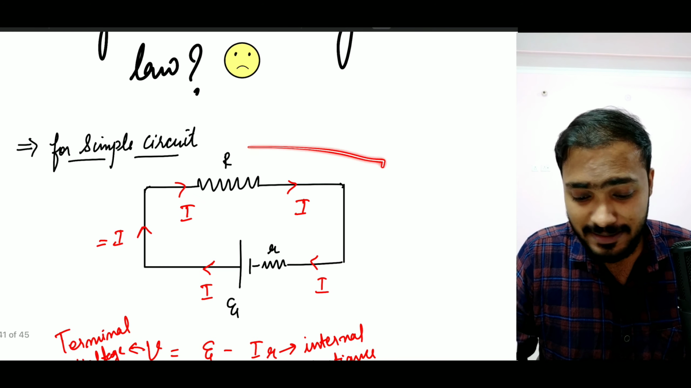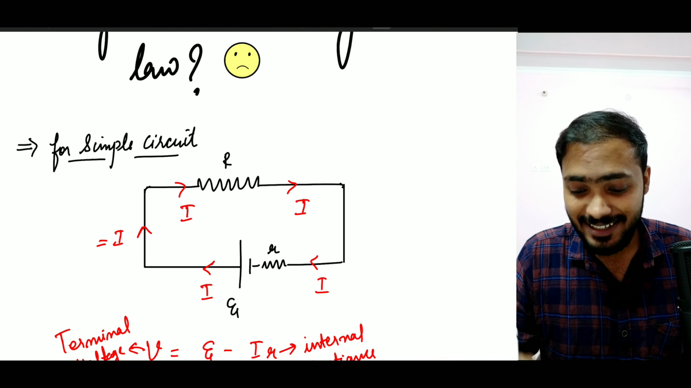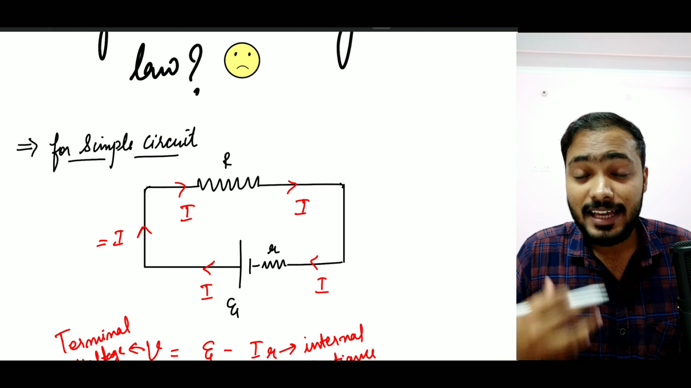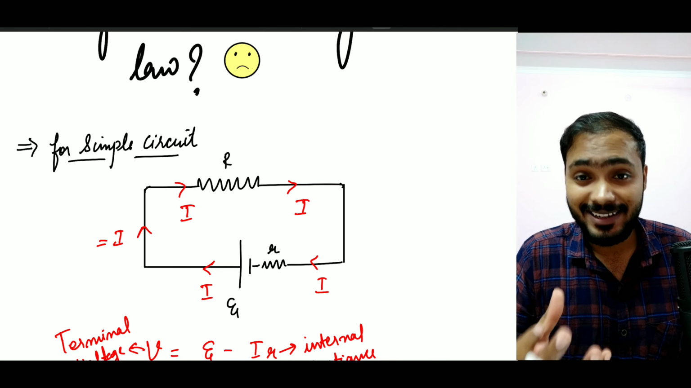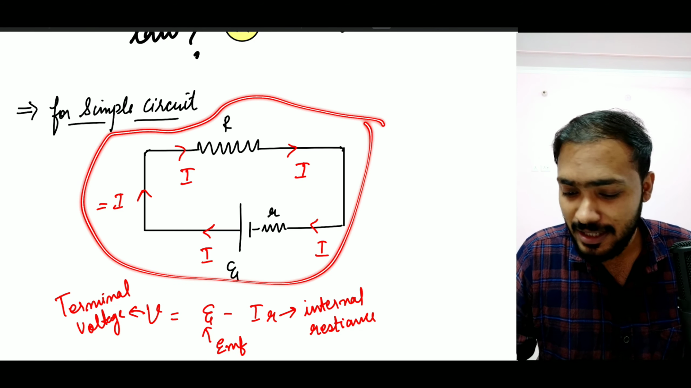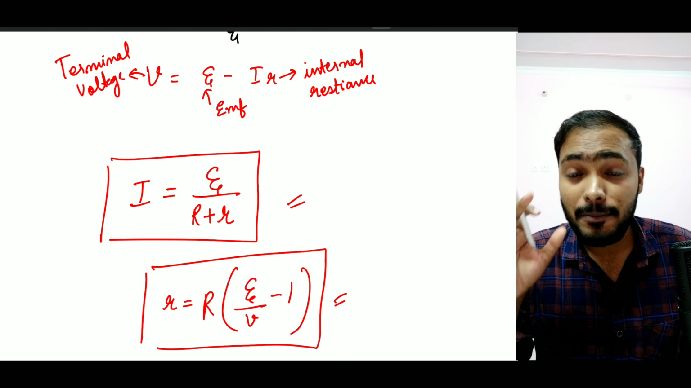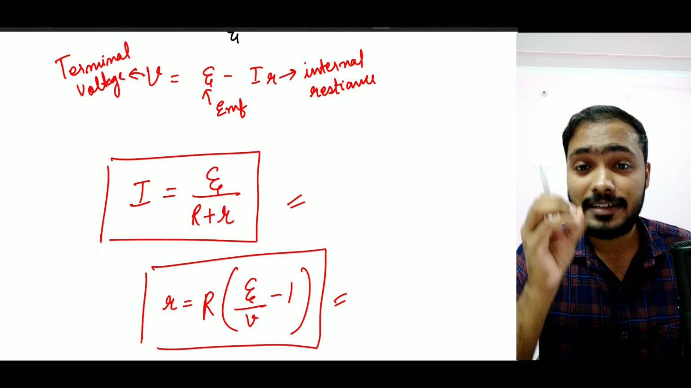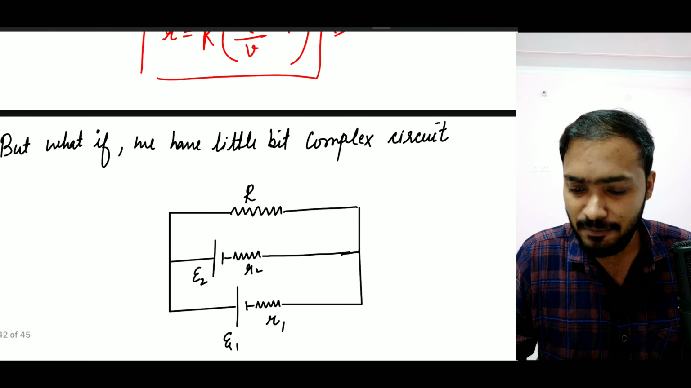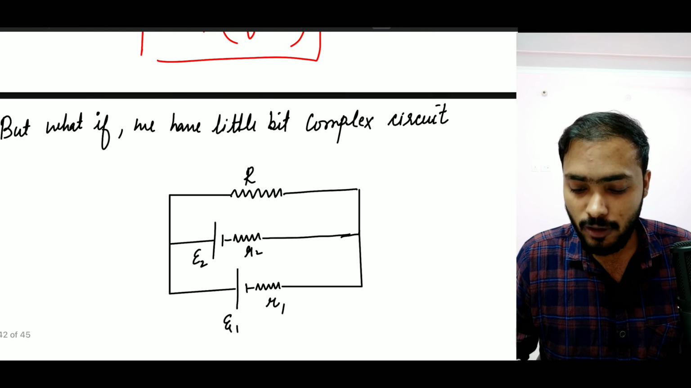Now this was a simple circuit. We all know life is not simple. In our life we will encounter complicated circuits. For a simple circuit you can simply use these formulas and you will get the answer very nicely. But what will happen if the circuit is a little bit complicated? For example, let's take an example of a complicated circuit. This is a little bit complicated circuit.